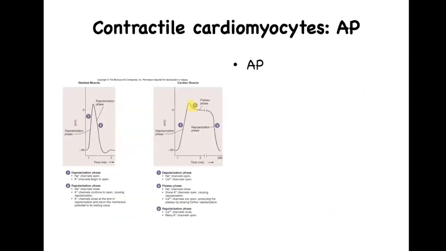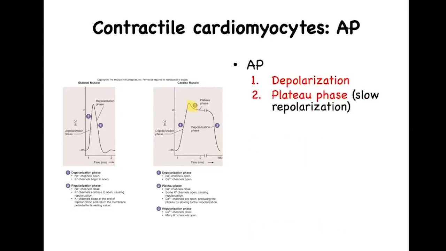So let's go through the action potential in the contractile cardiomyocytes step by step. So the first phase is depolarization, as I mentioned before. And during this phase, you're going to have both sodium and calcium channels opened. However, remember the calcium channels are slow calcium channels, so they don't completely open until we get to the plateau phase. So at this point, depolarization is going to be due to the influx of sodium.